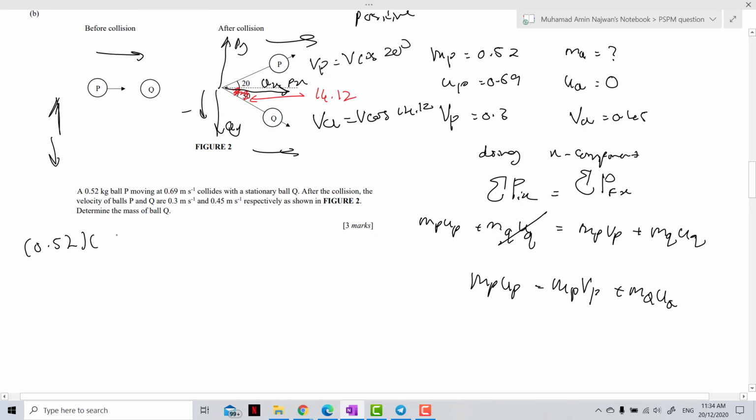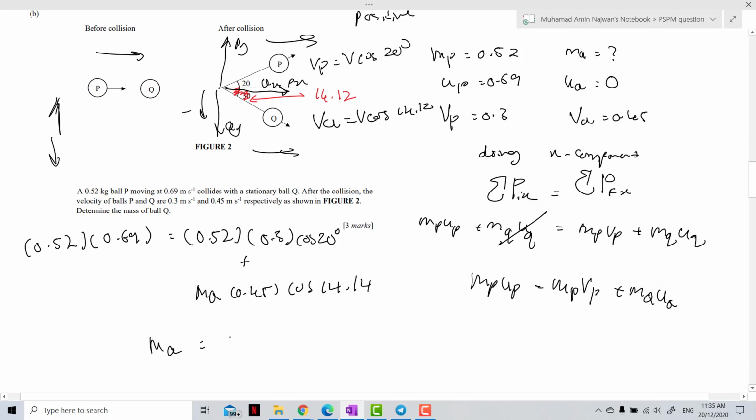0.52, okay, U kita sama dengan 0.69, okay, equal to kita punya mass, which is 0.52, okay, VP kita berapa, which is 0.3 cos 20 degree, okay, plus dengan MQ kita sini adalah nak cari, lepas tu kita punya VQ adalah 0.45 cos 14.12. So by doing you punya calculation kat sini, you akan dapat MQ sama dengan 0.49 kilogram. 0.49 kilogram.